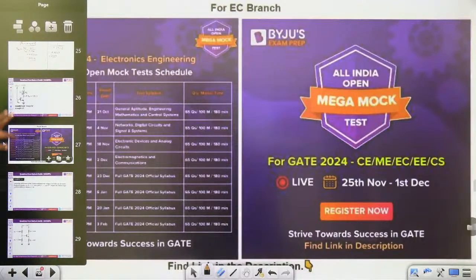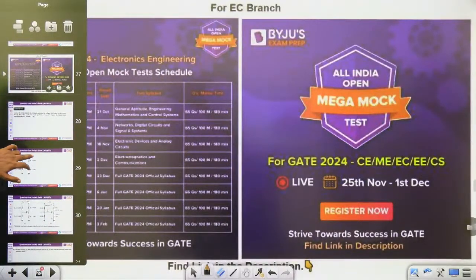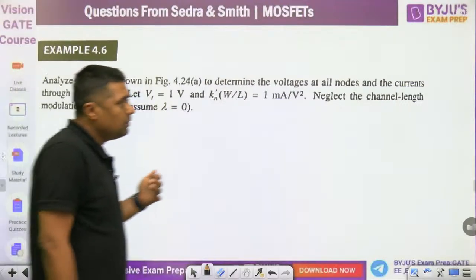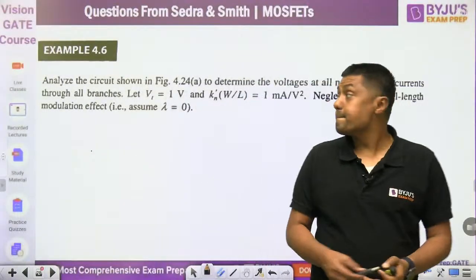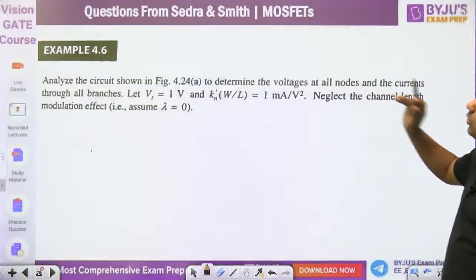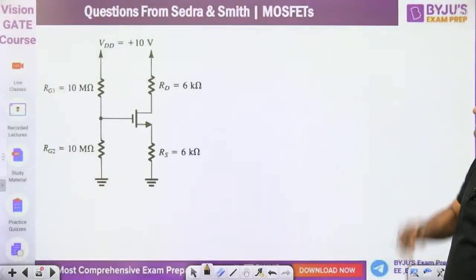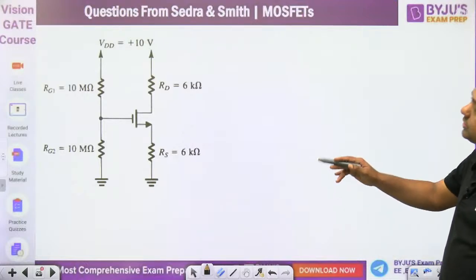Now next question. Example: analyze the circuit shown in the figure 4.24a. What is the circuit here? This is the circuit. 10 mega ohm resistor is given.